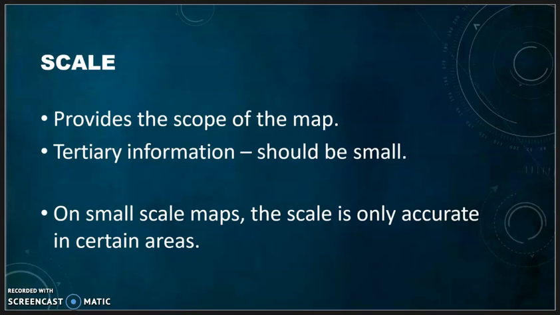So really your map reader's eye should be lying on that map data, which is part of the primary information, and then the secondary information is that title bar and legend, and then all of the supporting information such as the scale bar and the north arrow, stuff like that, should be small, and the map reader should be looking for that once they have read the map data. Okay, also on small scale maps, the scale is only accurate in certain areas.